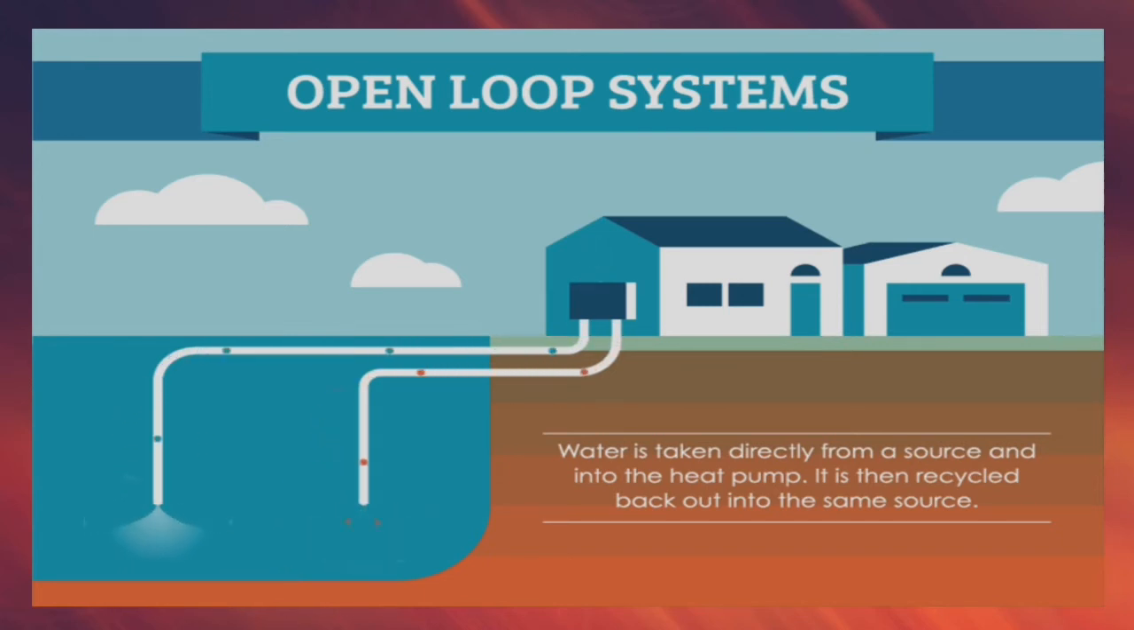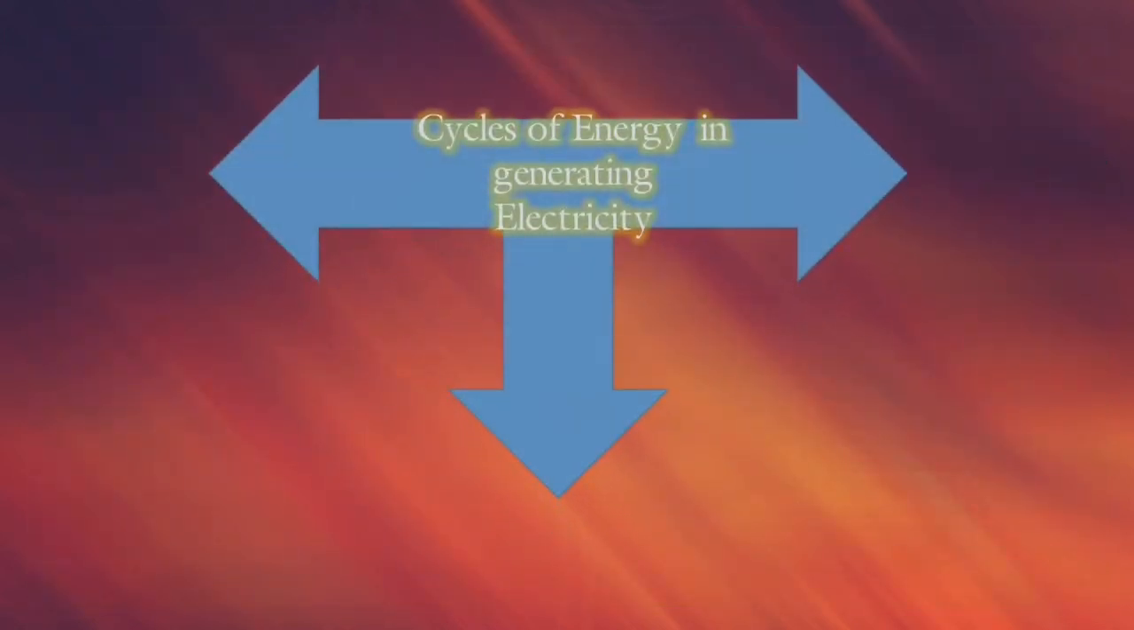The next one is how the energy is transformed to generate electricity in a geothermal power plant. Here are the cycles of energy in generating electricity. The first one is the thermal energy. Thermal energy, or also known as heat energy. This energy is produced from a rising temperature that causes collision of atoms and molecules.